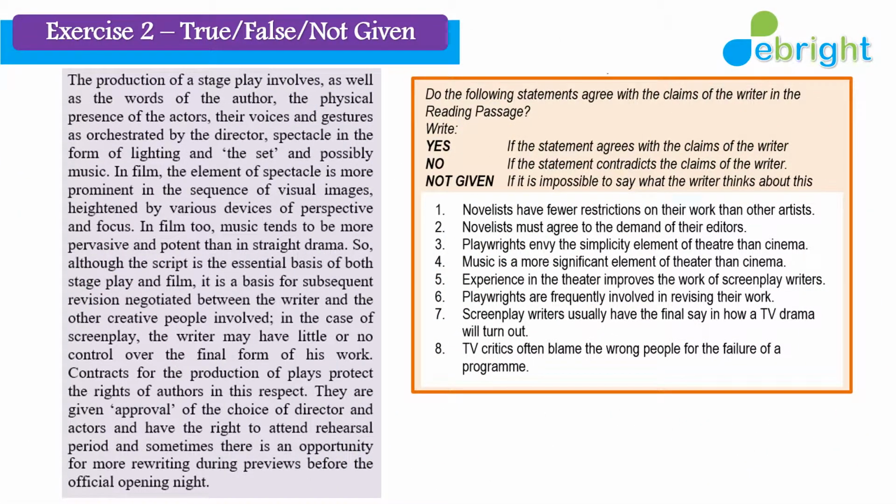Let's move to number 4. Let's read the statement. Music is a more significant element of theatre than cinema. So let's find the keyword. The first keyword is music, and then you've got also a more significant element and theatre than cinema. Let's try to find these keywords in the passage. You've got the word in film.